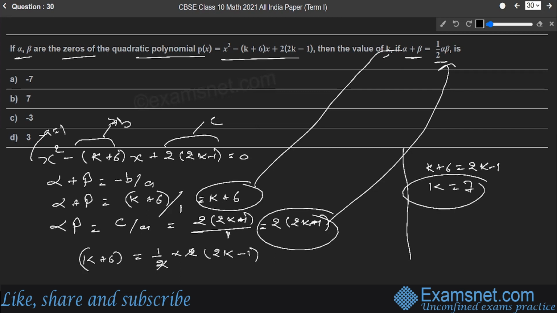So that becomes the right answer. K value is 7 as asked. So it is available in option B, and that is the right answer.